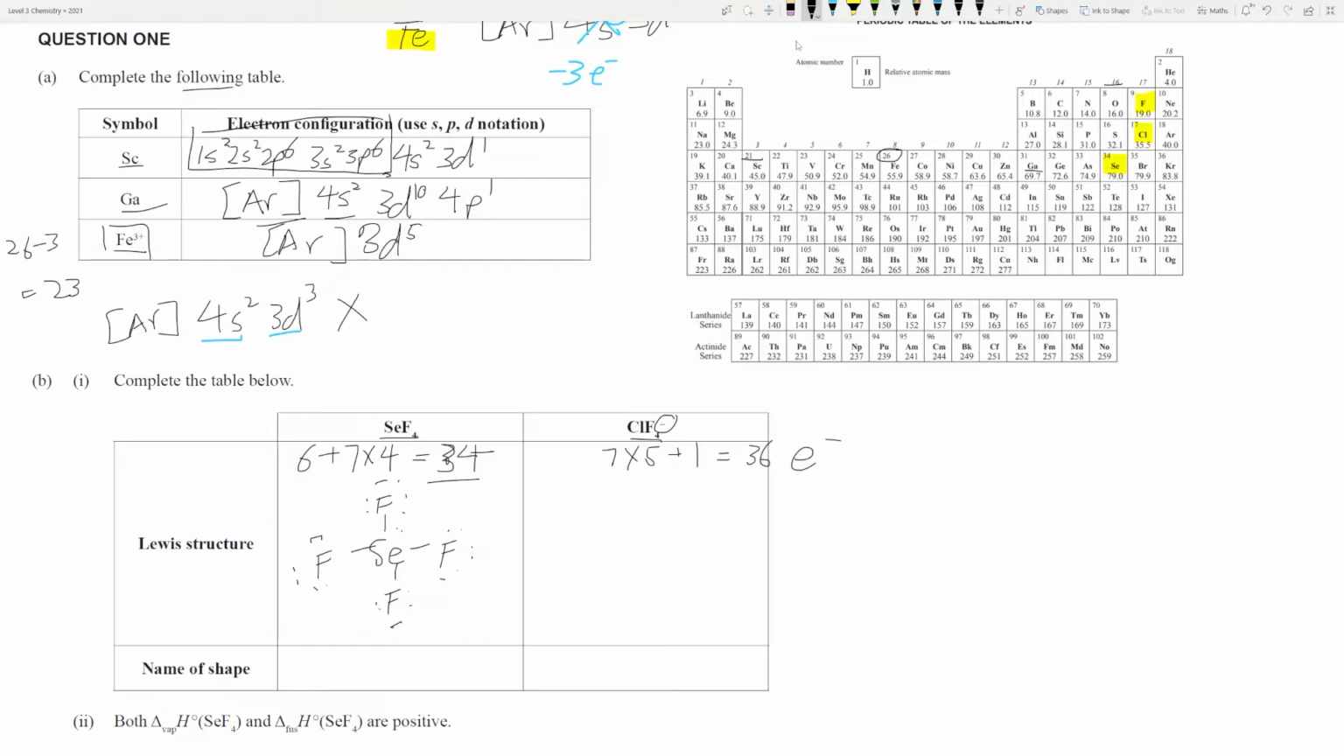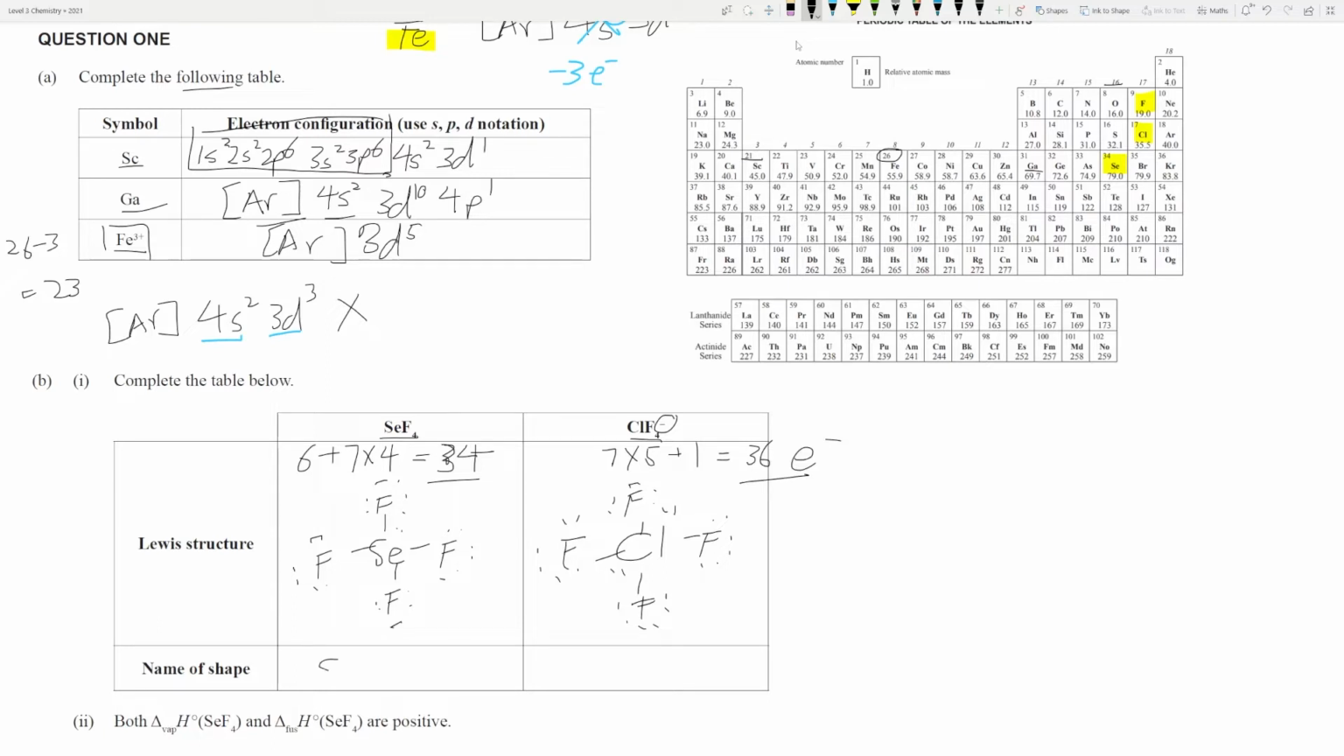For ClF4-, same thing. ClF, so do that first, and just always single bond everything, and you do the 8 electrons around the fluorines first, and then you just count, and then you make up the part that you don't have in the middle. So that's 4, 8, 32. We need 36, so that's 1, 33, 34, 35, 36.